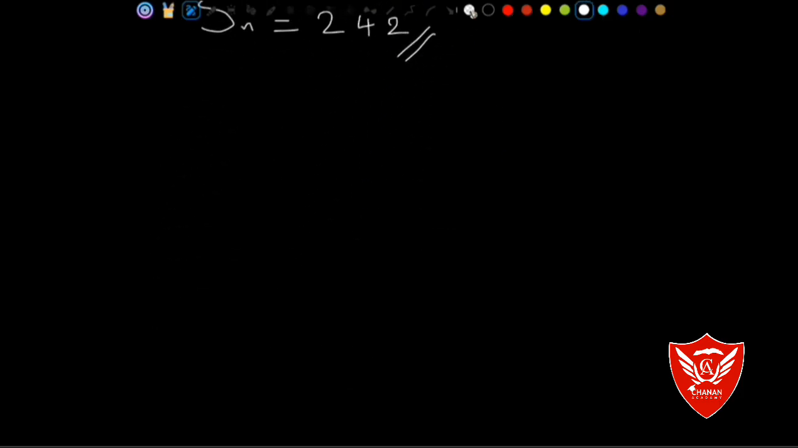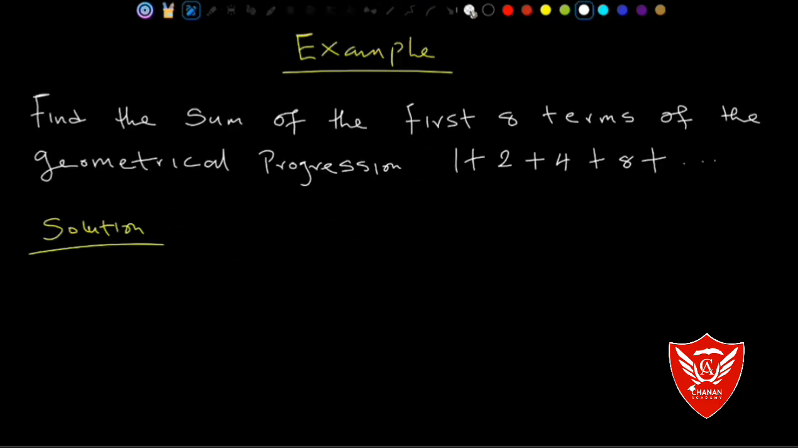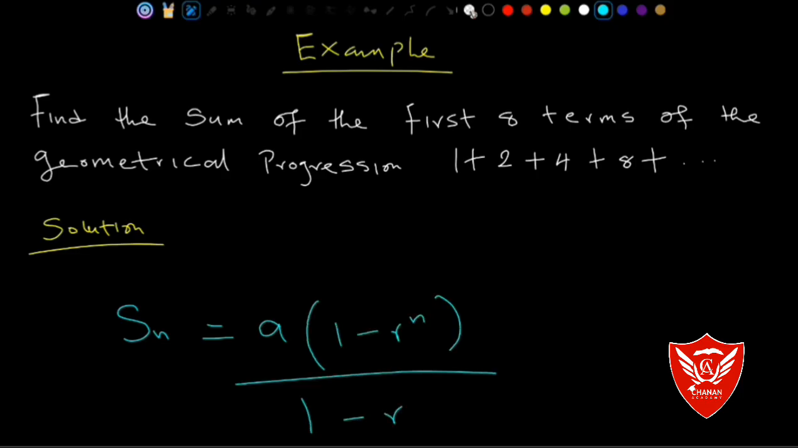Alright, so let's take one more example. We're asked to find the sum of the first 8 terms of the geometric progression. First, we need to state the formula. Sn equal to a bracket 1 minus r raised to the power of n all over 1 minus r.